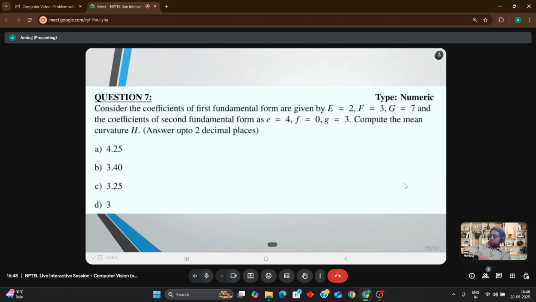Moving forward to the next question, question number 7. Consider the coefficients of the first fundamental form, which are given by capital E equal to 2, capital F equal to 3, capital G equal to 7. Coefficients of the second fundamental form are small e equal to 4, small f equal to 0, small g equal to 3. You have to compute the mean curvature vector. Try to solve, then we will discuss.